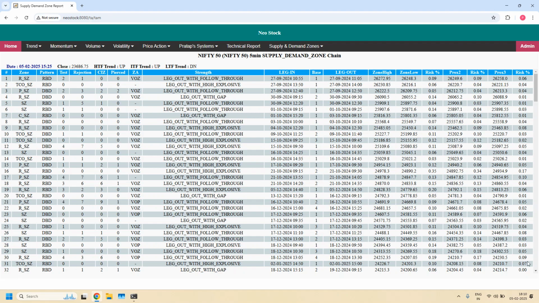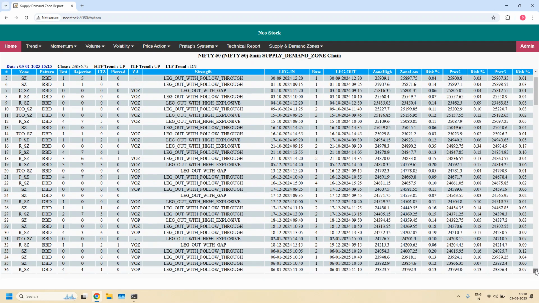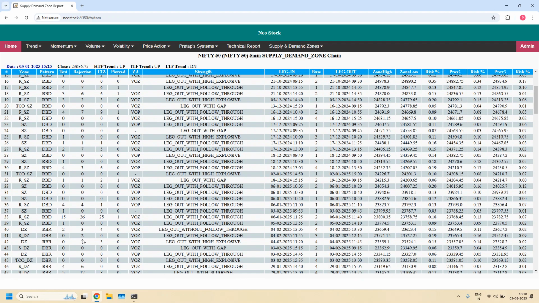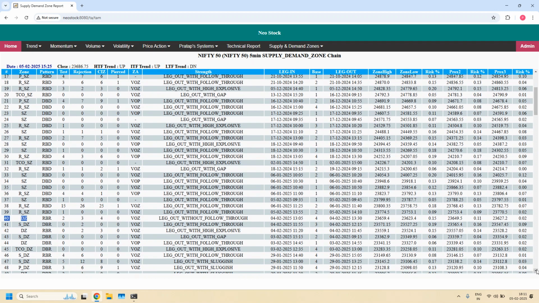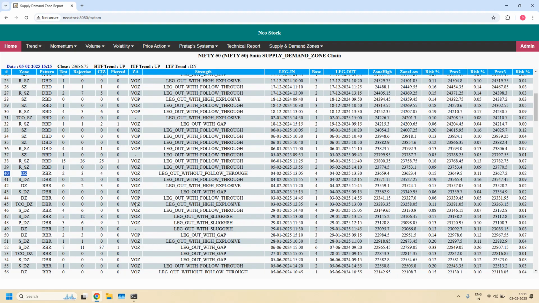All these are supply zones. I am scrolling the list down. See, the nearest demand zone is 40. Serial number 40. Serial number 39 is the nearest supply zone to the current closing price. So let me put the nearest demand and supply zones in the center, so that now you can access the supply zones above and the demand zones below. Because some of these zones are violated, you get supports in some of these high liquidity demand or supply zones. So this is a Nifty supply demand zone chain.